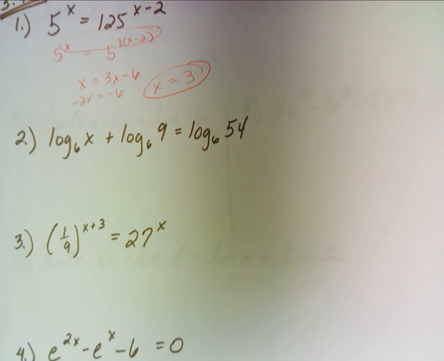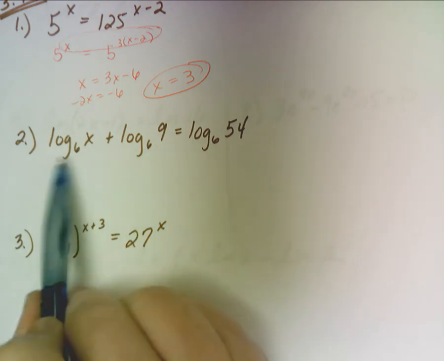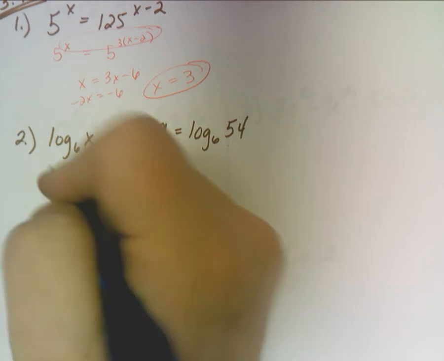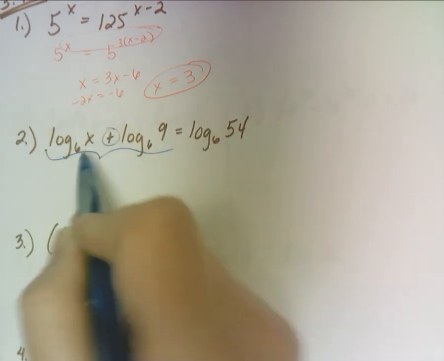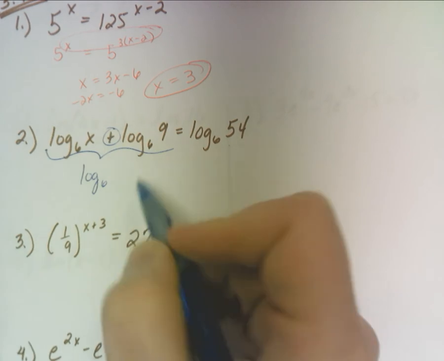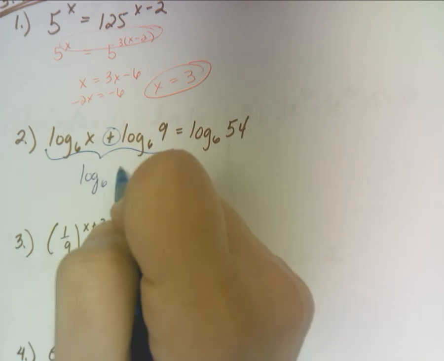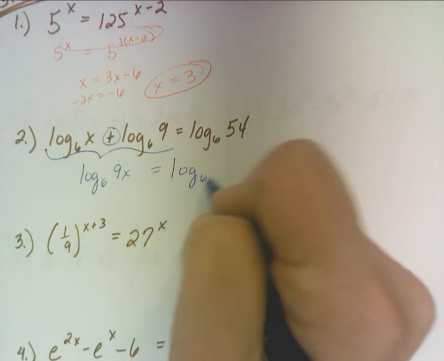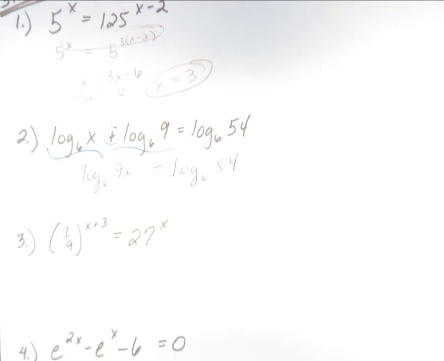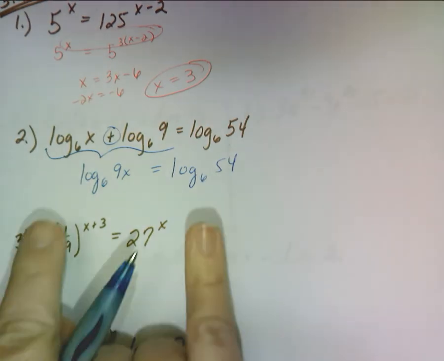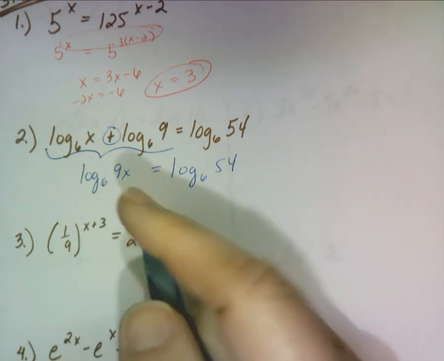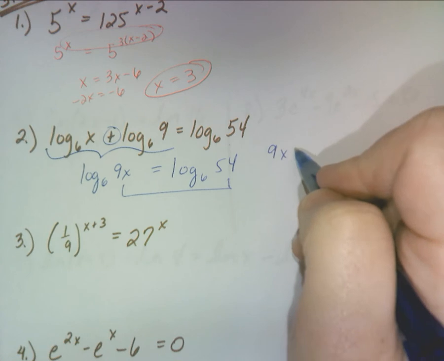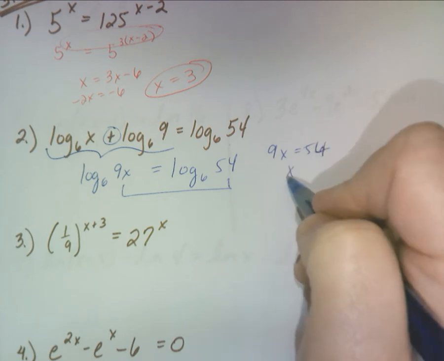All right, this one with a bunch of logs. If it has a bunch of logs, remember, you want to condense one side, this side, and then keep it equal to 1 log. So let's condense. When I add 2 logs, I actually write it as 1 log where these two are multiplied. Now I'm going to put the 9 in front, so 9x equals log base 6 of 54. And now, once you have 2 logs that are equal to each other, you can just set these two equal to each other. 9x equals 54. So x is 6.